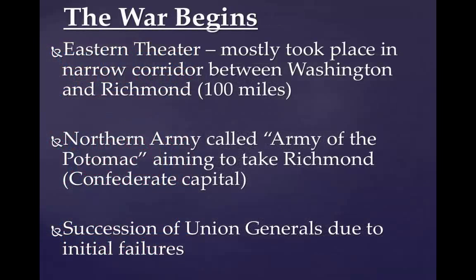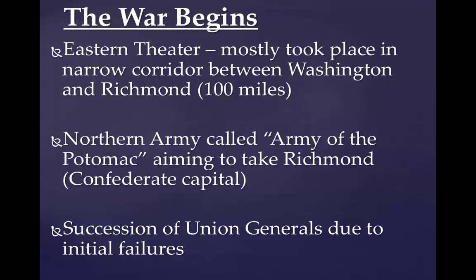So now that we've talked about all those initial things, we can begin to talk about how this war ultimately shapes up. And you really have two major theaters of this war. You have the Eastern Theater and the Western Theater. And the Eastern Theater is really taking place in a very narrow corridor, mostly between the two capitals of the Union and the Confederacy. You have Washington, D.C. and Richmond, and they're really only about 100 miles apart.